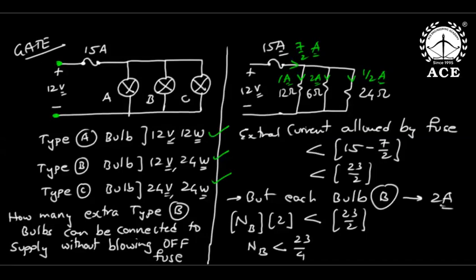Sir, for bulb C, tell me what is the doubt? Sir, for bulb C, power rating is 24 watt. If we use P equals VI, then the current will be 2 amperes. No, that is what working voltage is 20, designed is 24. That is why it is underrated.